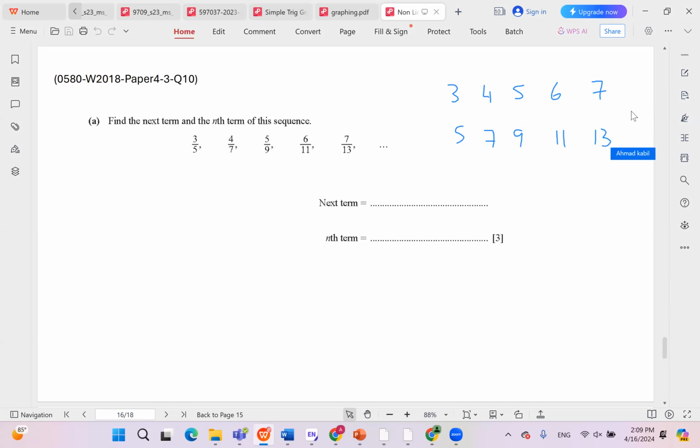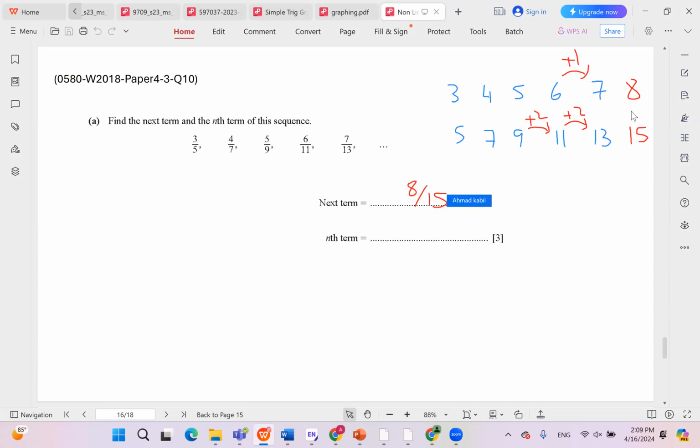So for the numerators, the next term is obviously going to be 8, because you're obviously adding 1 here. And then for the denominator, you're adding 2 each time. So the next term is obviously going to be 15. So the next term as a fraction is going to be 8 over 15.